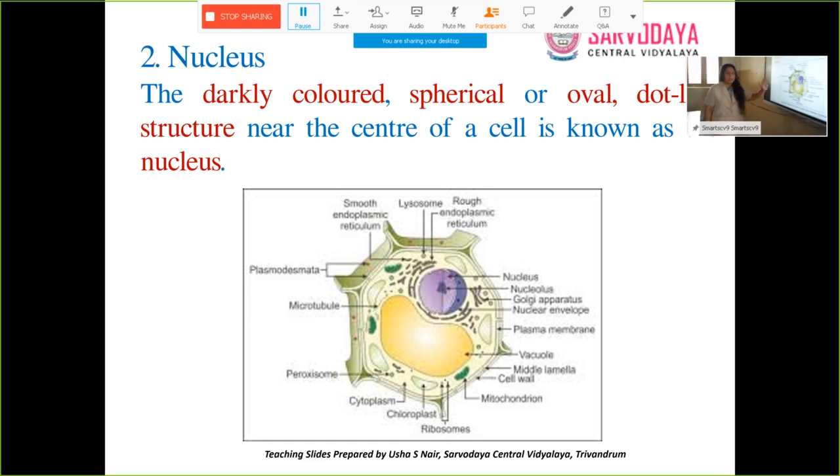You don't need the text right now. You can check it later. Concentrate on what I'm telling and what is given on the slide, so it will be easier and you can write down the important points. When I have highlighted in red, it's understood those are the important points you have to know. So the nucleus is a darkly colored spherical or oval dot-like structure near the center of a cell. We studied nucleus earlier in the 8th grade.